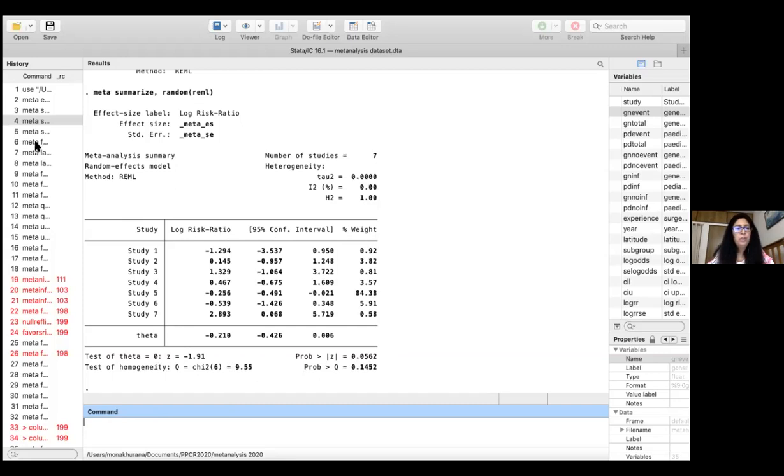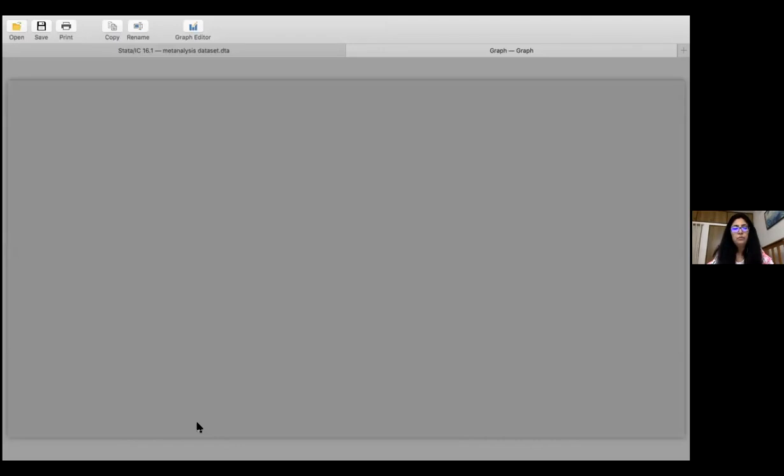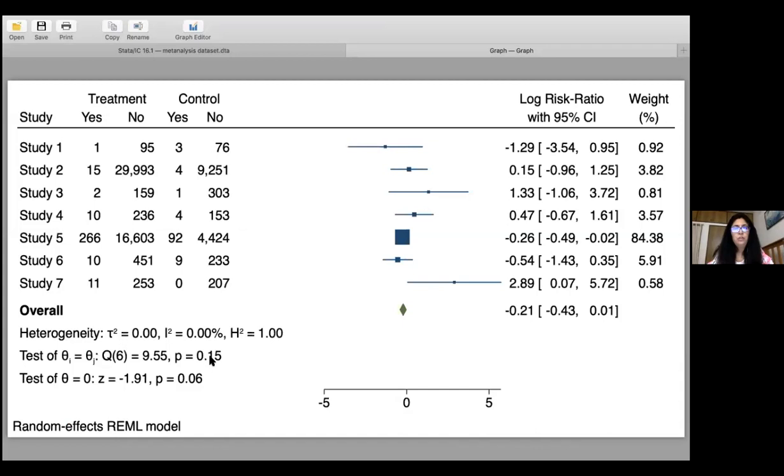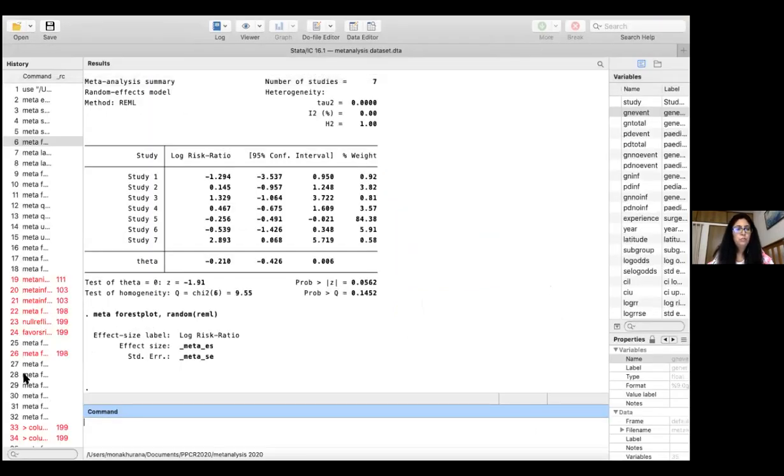So you can generate a forest plot. Same command like this. And you can get a forest plot, right? So what we had seen with the same data actually, right?